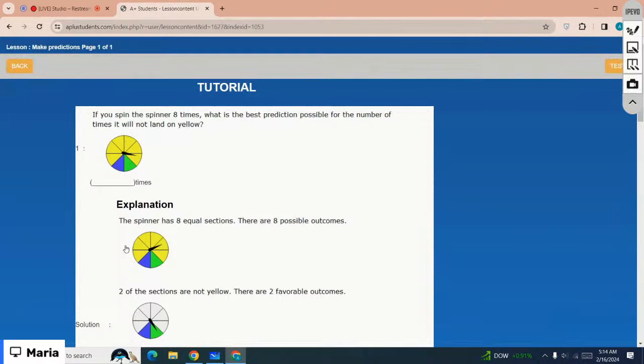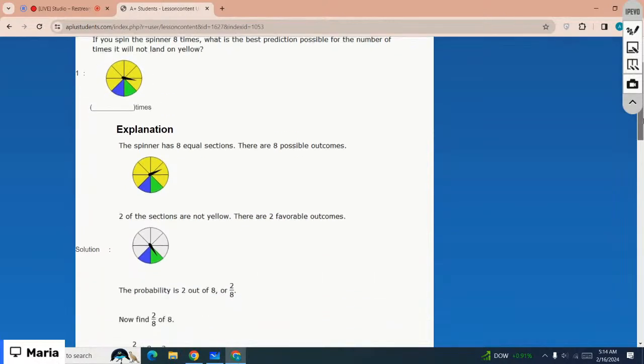Okay, let's just look at this example. If you spin the spinner 8 times, what is the best prediction possible for the number of times it will not land on yellow, right? So, not yellow, just look at the portions that are not yellow. You have only two portions that are not yellow, right? The total are 1, 2, 3, 4, 5, 6. So, that means there is only 2 out of 8 that are not yellow, right? So, the probability of not landing on yellow is 2 out of 8.